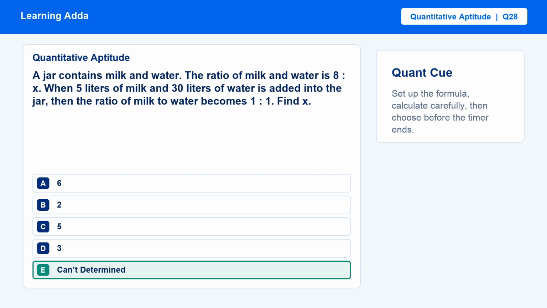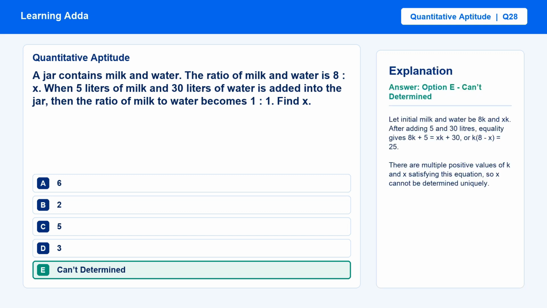The answer is option E, can't determine. Let the initial milk and water be 8k and xk. After adding 5 and 30 liters, equality gives 8k plus 5 is equal to xk plus 30, or k(8 minus x) is equal to 25. There are multiple positive values of k and x satisfying this equation, so x cannot be determined uniquely.